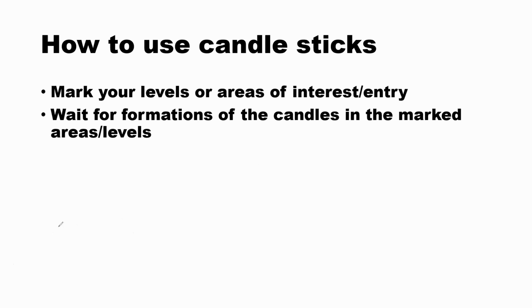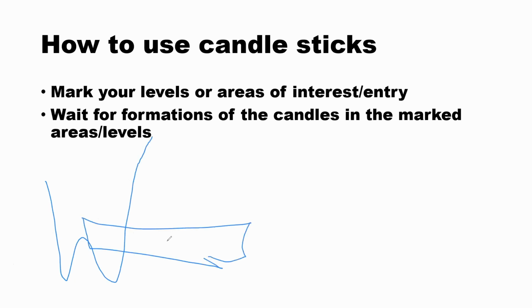One, you have to first do analysis. For example, if I have my W and this is my area of interest that I would like to take a trade from, and the trade moves directly into this area here, I need to observe how the market is coming to this key area that I've marked. This is my first point: mark your levels or areas of interest or entry.